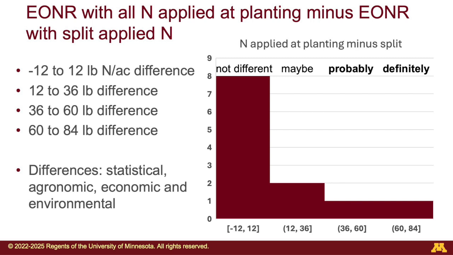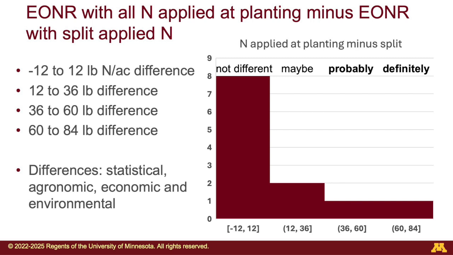So when we think about differences, being scientists, we think about statistical differences, we think about economic differences, agronomic differences, and I think we need to start thinking about environmental differences. When I look at this data, if it's in this column, it's not different. There's minus 12, plus 12, it didn't matter. If it's in this column, maybe it's different. 12 to 36 pounds less if we split applied versus applied pre-plant. If it's in this box, there's one site, it's definitely different or probably different. And if it's in this box, it's definitely different.